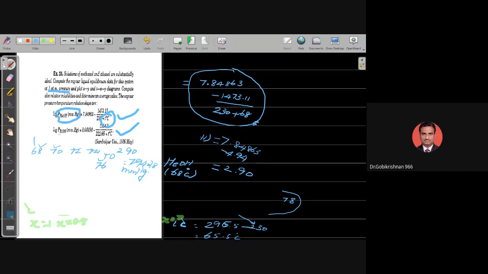Similarly, in the ethyl alcohol expression also, in this place you have to substitute 760 mm of mercury to get the boiling temperature of ethyl alcohol. Both you have to find out.